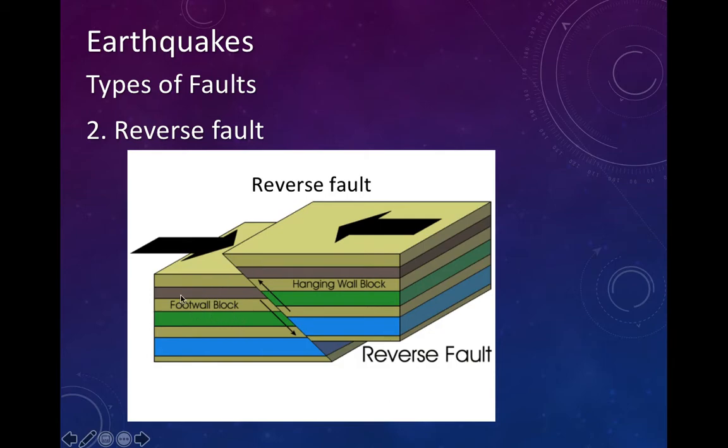Okay? Now this is our footwall block, and again it kind of looks like a cartoon foot. And this is the hanging wall block, and if you look at it, it is hanging on the footwall block. But in the other case, in the normal fault, this one fell down. In this case, this one's being pushed into the other one, and so it actually pushes up and over the top of the other one. And that is why it's called a reverse fault. So in a reverse fault, the hanging wall block is above the footwall block. It has been pushed up over the top of the footwall block.